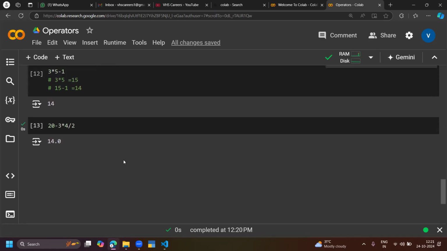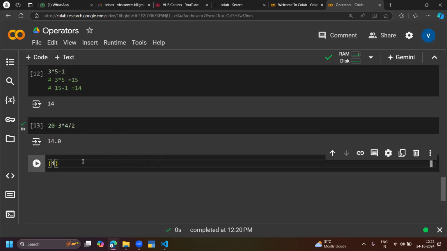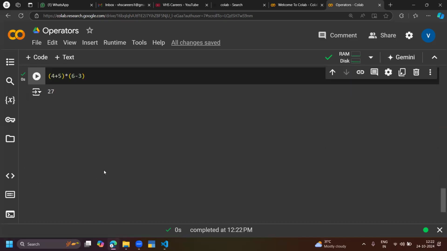Right. So please work on multiple kinds of operations like this. For example, I'm going with 4 plus 5 into 6 minus 3. Tell me the answer for this. Brackets are executed first. 4 plus 5 is 9. 6 minus 3 is 3. 9 into 3 is 27. Yes, exactly. 27 is the right answer. In this way, you can work with arithmetic operators. Did everybody understand how arithmetic operators work?